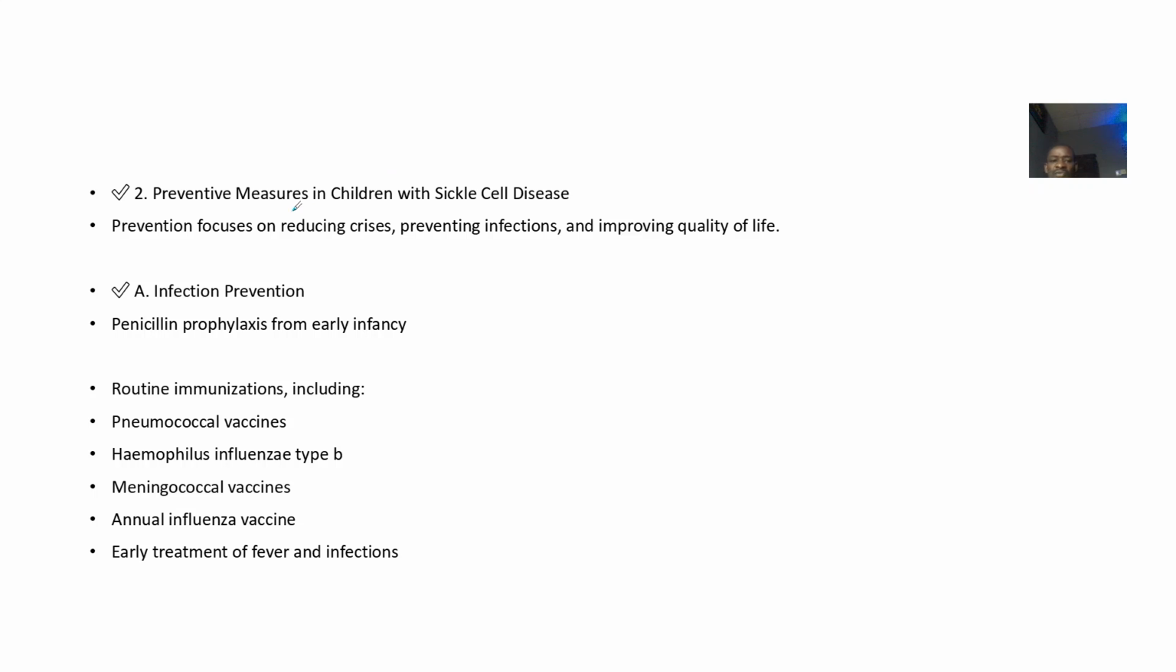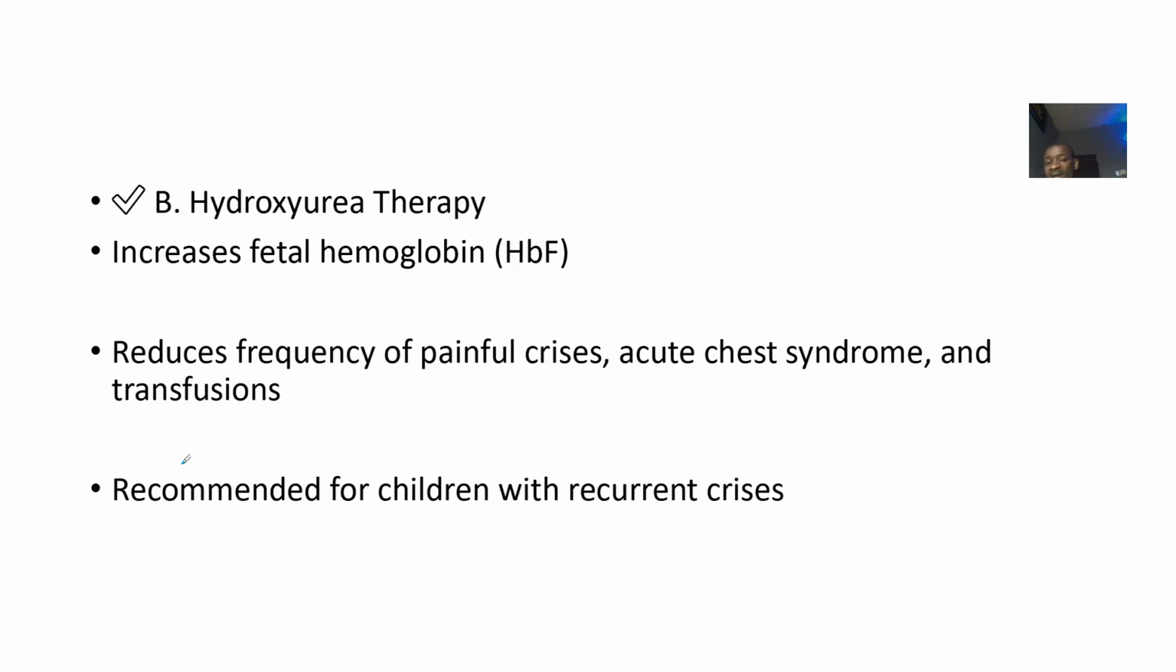So the preventive measures in children with sickle cell disease: their immune system is weak, they are prone to infection, so you have to prevent infections, and they have to take all their vaccinations. All those pneumococcal vaccinations, Haemophilus influenzae type B vaccinations, meningococcal vaccinations, and all of that. Then hydroxyurea therapy increases the fetal hemoglobin, reduces the frequency of painful crises and acute chest syndrome, and also reduces the need for transfusions.